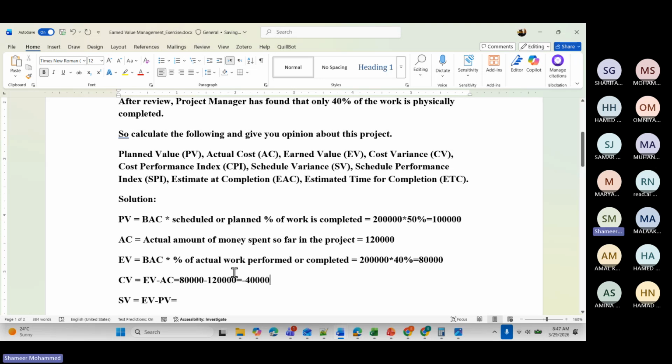Next is schedule variance. Schedule variance means the difference in time. Earned value you have calculated 80,000 minus planned value, which here is 100,000. What is the answer for this one? Minus 20,000. Okay.